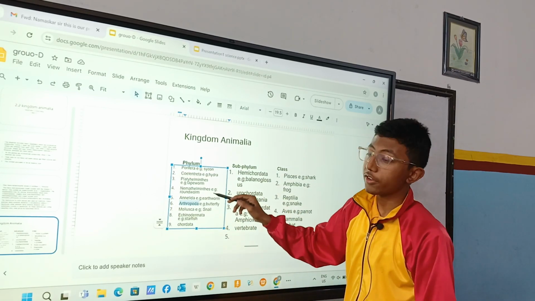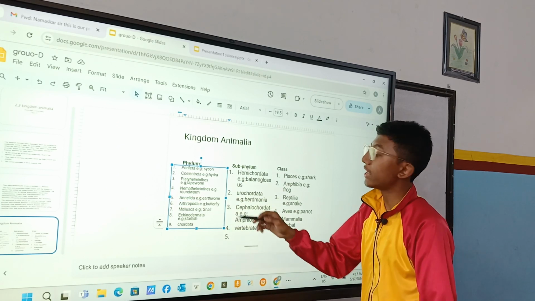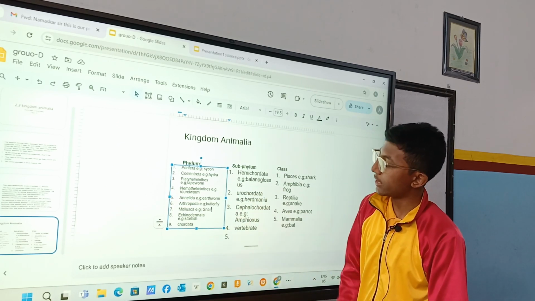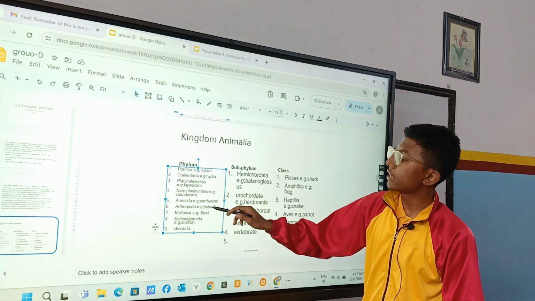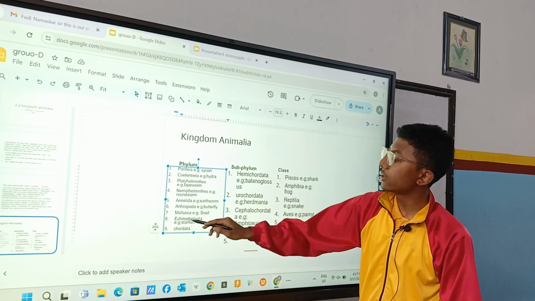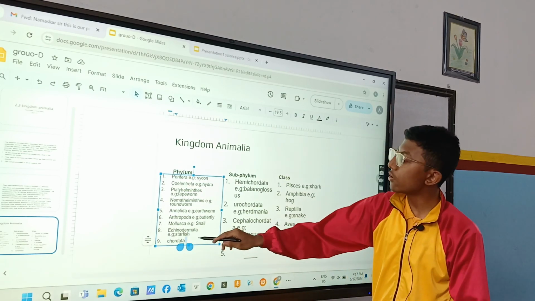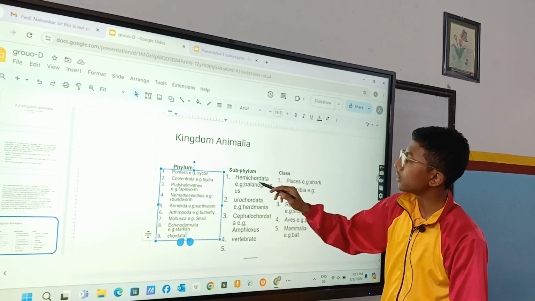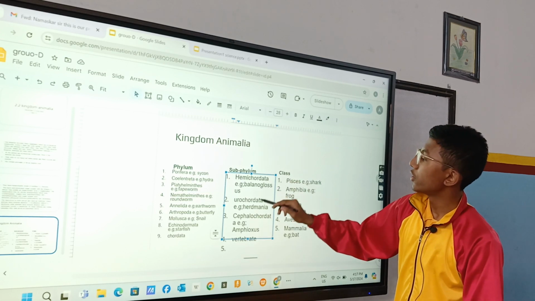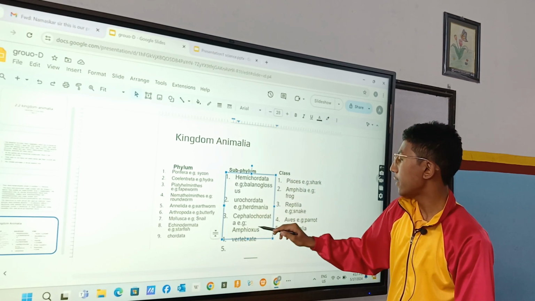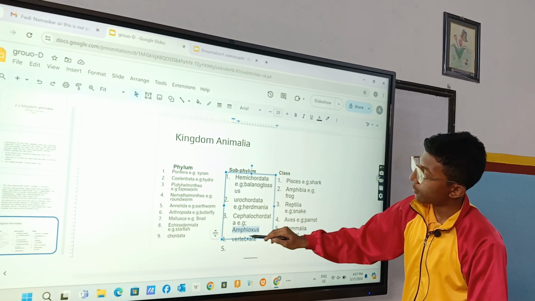Annelida are in ring form, and Arthropoda have jointed legs. For example, we can see a butterfly here. And Mollusca have soft bodies like snails. And Echinodermata, we can see starfish, they have spiny bodies. And Chordata is classified into subphyla like this: Hemichordata, Urochordata, Cephalochordata, and Vertebrata.